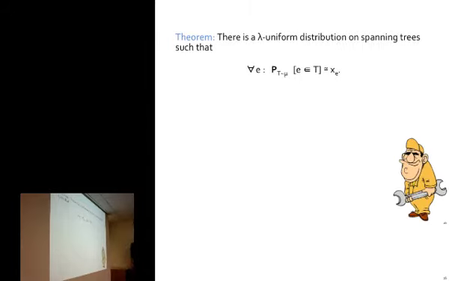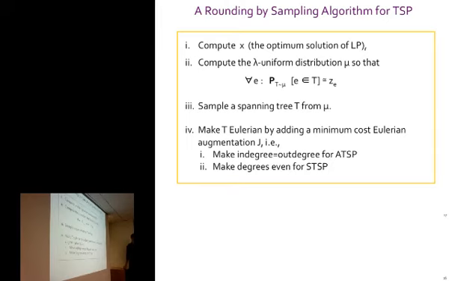Okay, so next I'm going to show you how we can use this to design a rounding algorithm for TSP. This would be our tool. This is the algorithm for both TSP and ATSP. Up to this step is easy. First we compute X, the optimum solution of the LP, and Z, of course. Then we compute the lambda values that have Z as the marginal of the edges. Then we sample a tree T from this distribution. How do you do that?